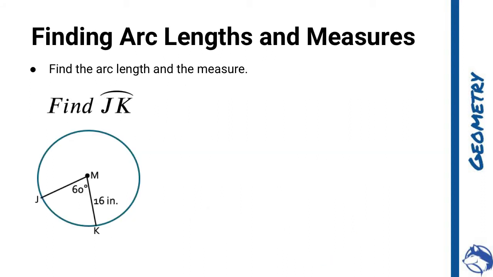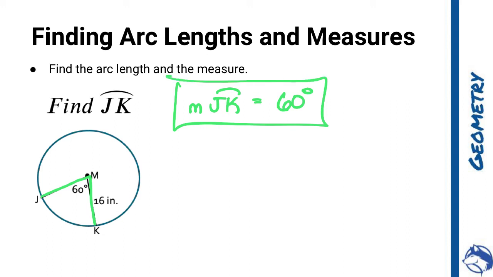So when I go here, I want to find the arc length and the measure. So I'm going to find it for JK. The measure of JK is equal to that central angle that gets created. Well, that's 60 degrees. We know that. That is our minor arc that we have there.